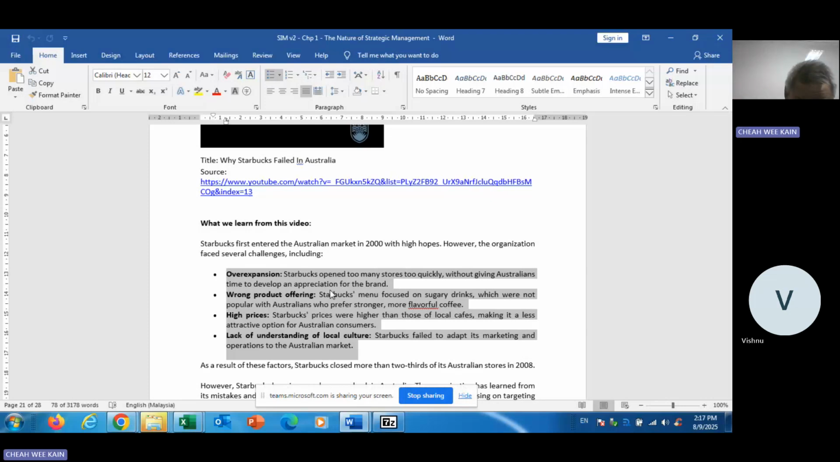They overexpanded: too many stores too quickly, and resources ran out. Wrong product: every country is different. Australia is a coffee drinking country. Why did they not like Starbucks? Too sweet. Not good for the Australian taste. We don't like it too sweet. And more expensive: Starbucks in Australia is more expensive than the common coffee seller.